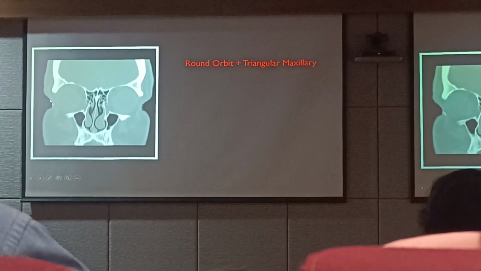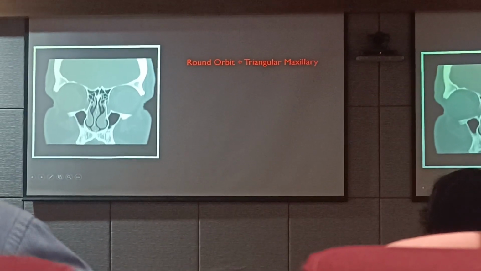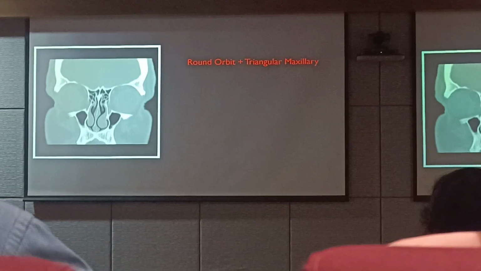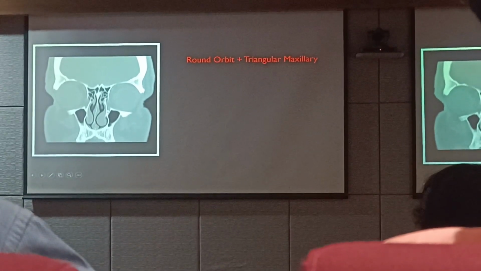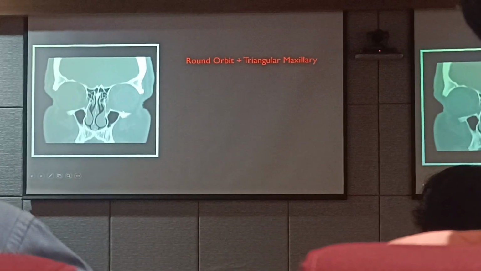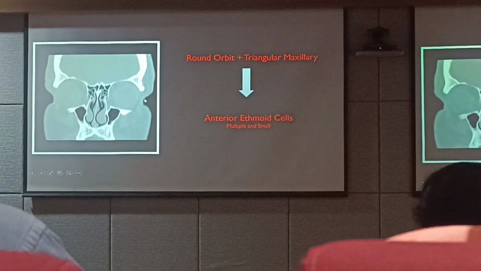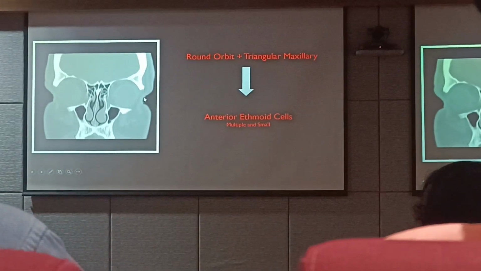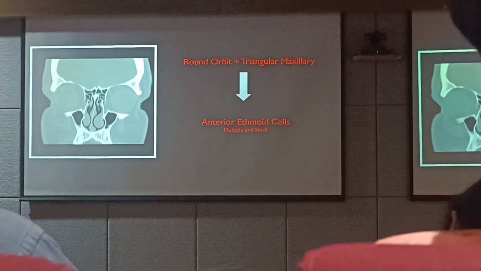So round orbit plus triangular maxillary. The maxillary sinus means you're in the front over here. Maxilla is triangular over here, right in the front. So you can just about see the maxillary sinuses coming up. This is the nasolacrimal duct over here. So if you see this triangular maxilla and a round orbit, he says it is anterior ethmoidal cells. Okay, simple way. It's just a small trick, nothing else. But you need to understand it closer to the cribriform.